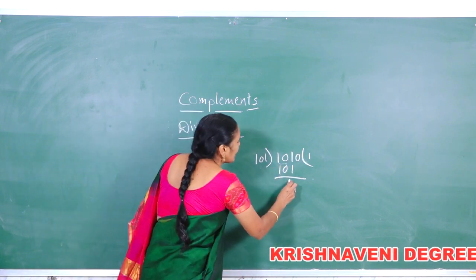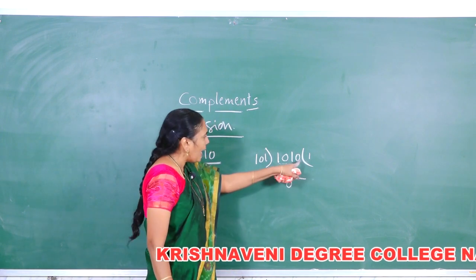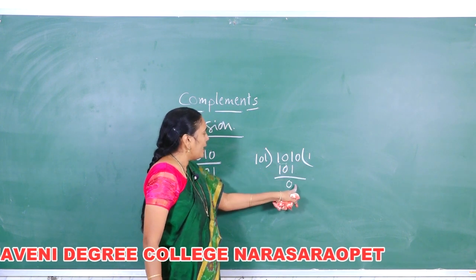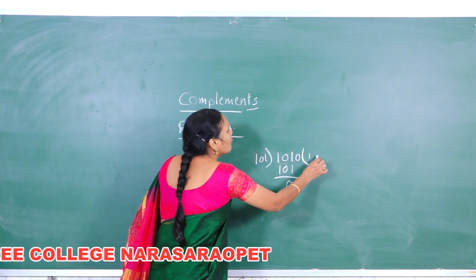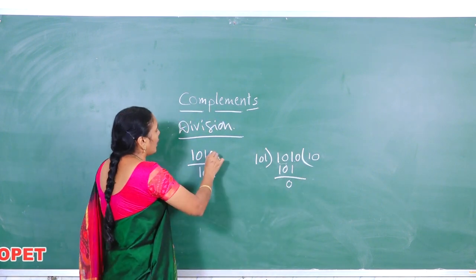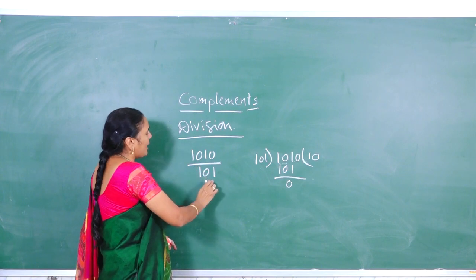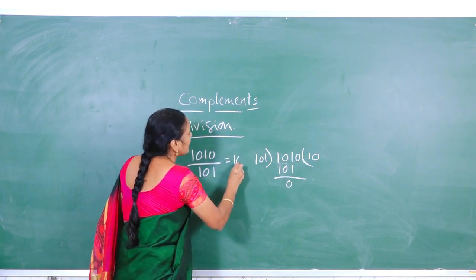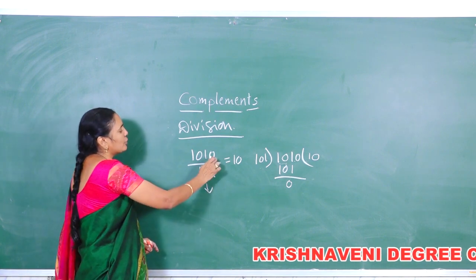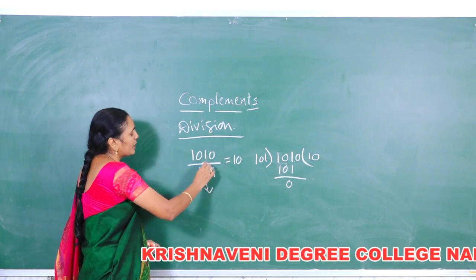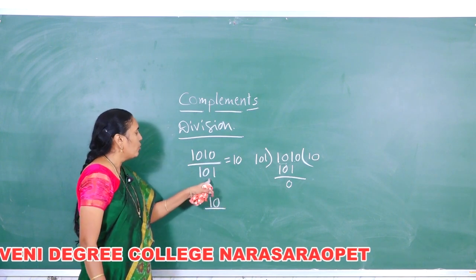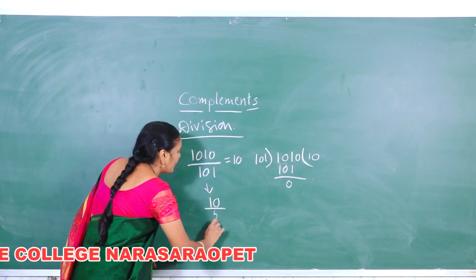Next, the result is 0 and there is one extra 0 and the remainder is 0, so we will pass this. So, when I try to divide 1010 by 101, the result is 10. Let us once again check the answer. We have seen that the decimal equivalent of 1010 is 10, and 101 has the decimal equivalent 5.